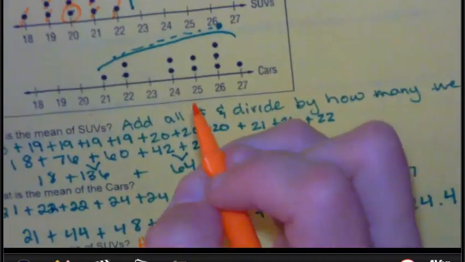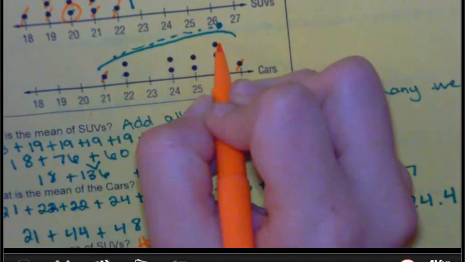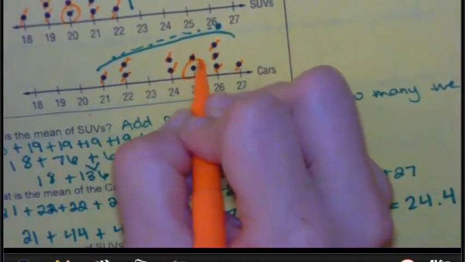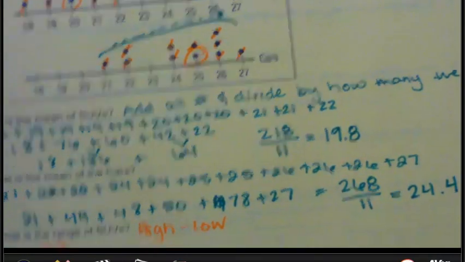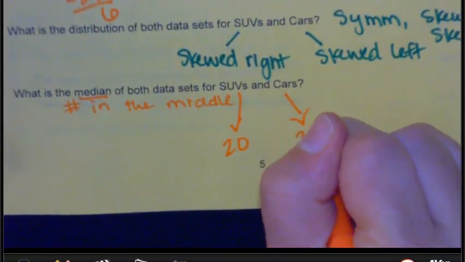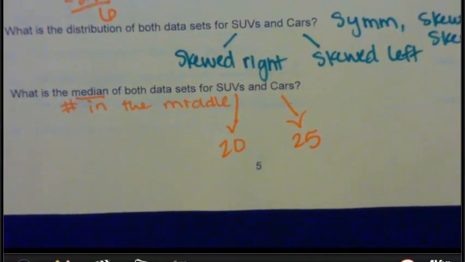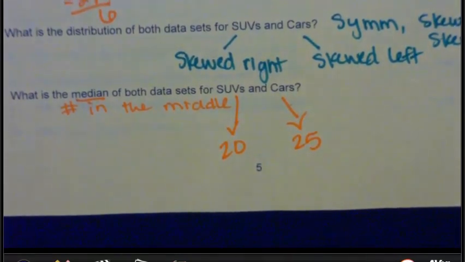And then let's find it for the cars. Highest and low, high, low, hi ho, hi ho, to where we go. 25. And that's how we find the median of a data set.